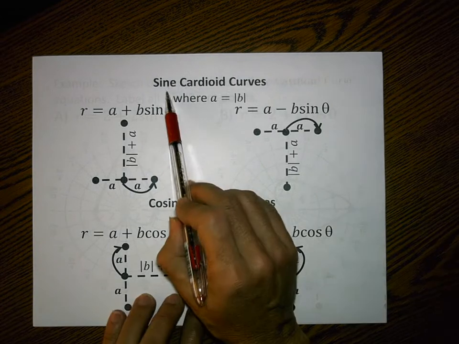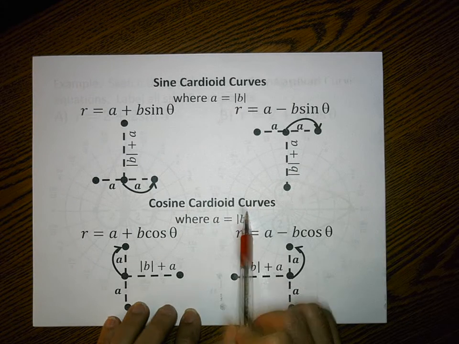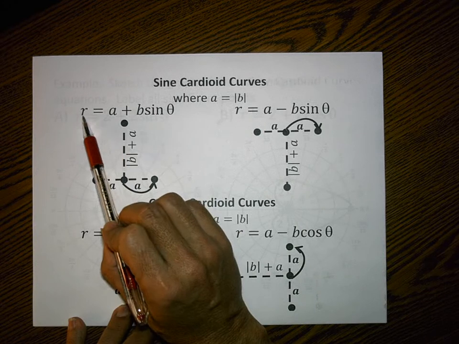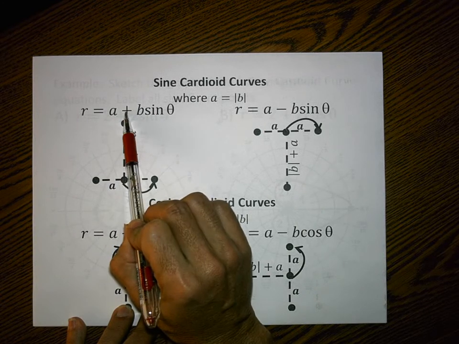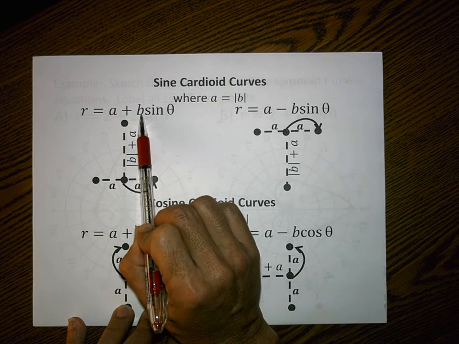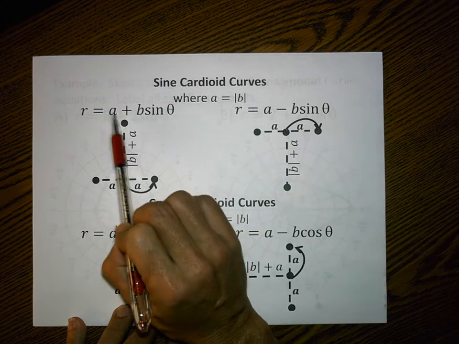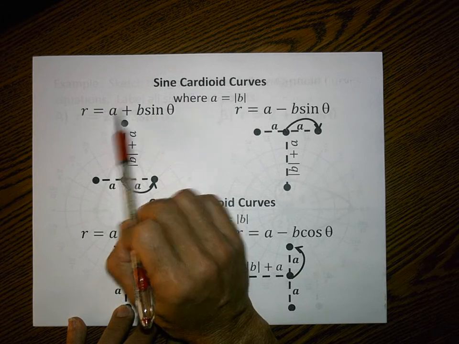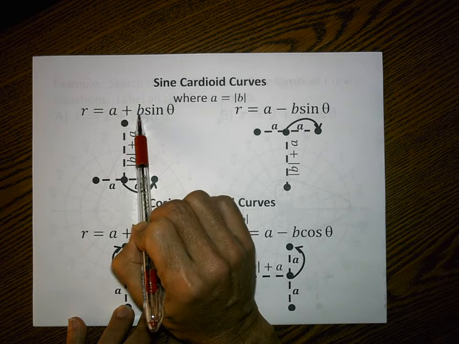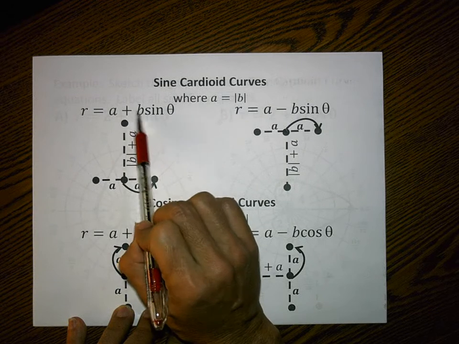Let's talk about the sine cardioid curve, and then we'll talk about the cosine cardioid curve. Here's the equation for a sine cardioid curve: r equals A plus B times the sine of theta, where A equals the absolute value of B. In other words, the value of A will be the same as the value of B. For example, if this is a 2, this will also be a 2. If this is a 3, this will also be a 3. That's what makes it a cardioid.